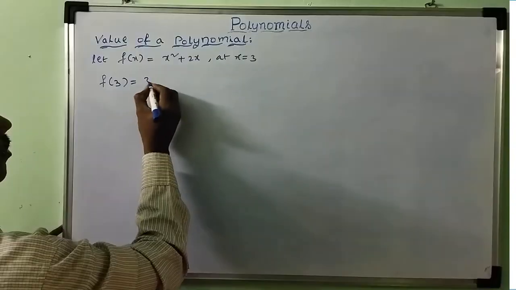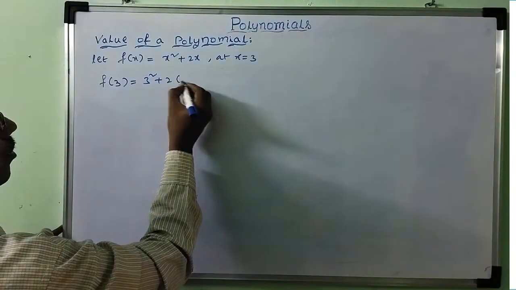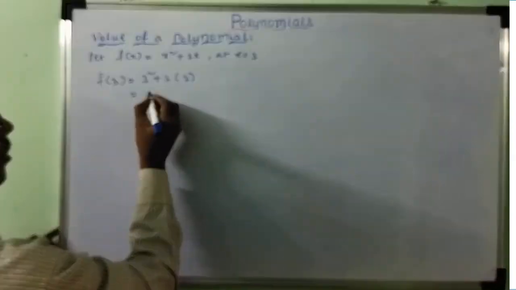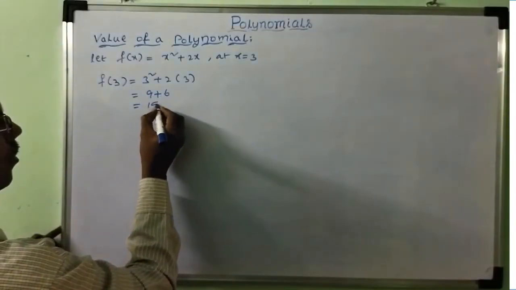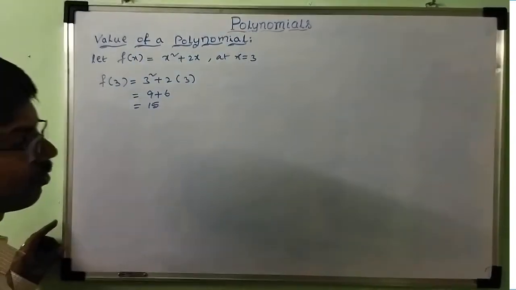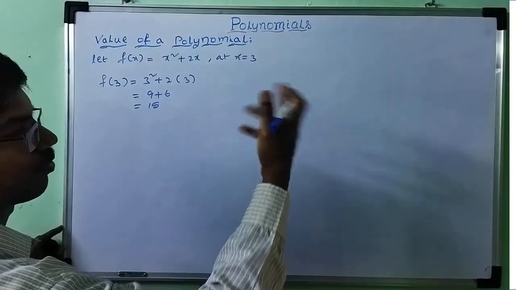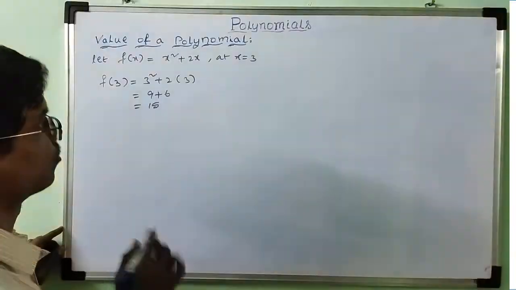F of 3 equals 3 square plus 2 into 3. So it is 9 plus 6. It is 15. So 15 is called the value of f of x at x equal to 3 only. By changing the different values of x, we can get different values of that polynomial also.